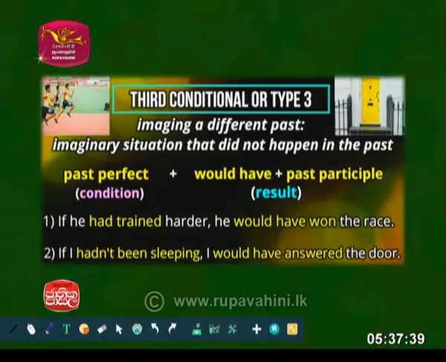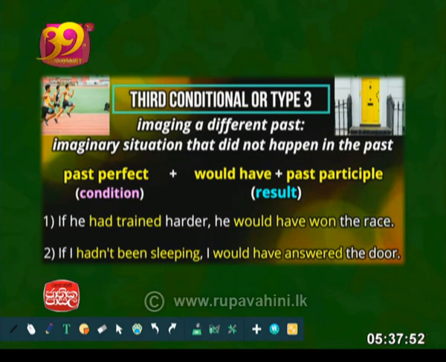Yes, so this is type 3. As we said, the action is not possible now because it is over, right? So this is in the past, you can only think of it and say in vain, I couldn't do this. Right, all we can do here, children, is reflect on what we would have done if it had been so. So let's go to the sentence. Right, third conditional or type 3, yeah. Imagining a different past, an imaginary situation that did not happen in the past.